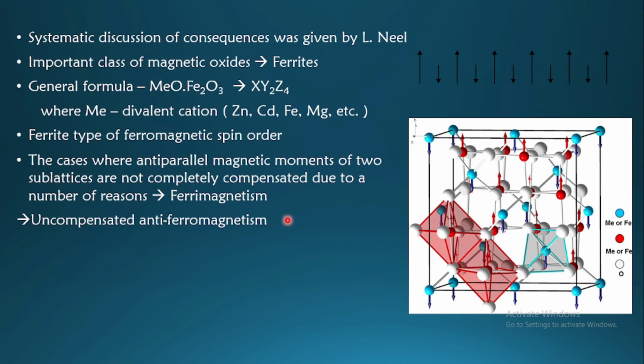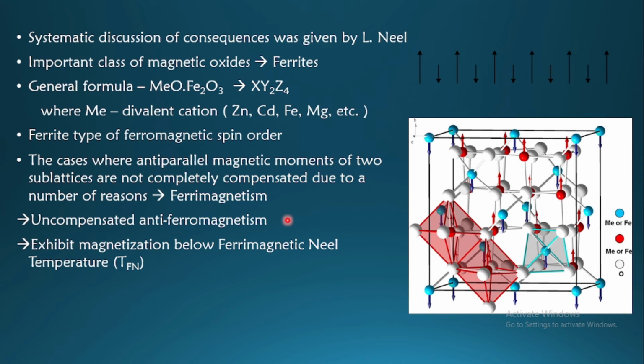And again there exists a transition temperature below which we observe spontaneous magnetization, and this transition temperature is called the ferrimagnetic Néel temperature. As in the case of antiferromagnetic material we had the Néel temperature, just to distinguish between antiferro and ferri, we name it the ferrimagnetic Néel temperature. And in ferromagnetism, it was the Curie temperature.